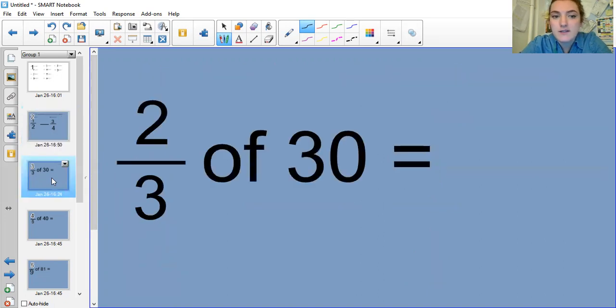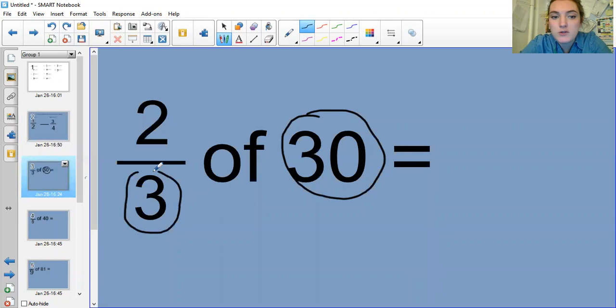Here is our first example. It is asking you to find 2/3 of 30. So what you have to do first is ask yourself, I've got 30, that's my whole number. How many 3's go into 30? You need to divide 30 by your denominator, which is 3, our number on the bottom of the fraction. So you divide by our 3.